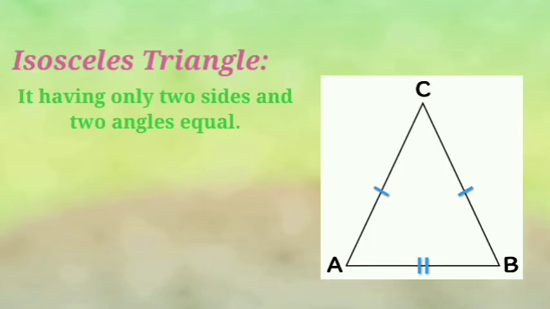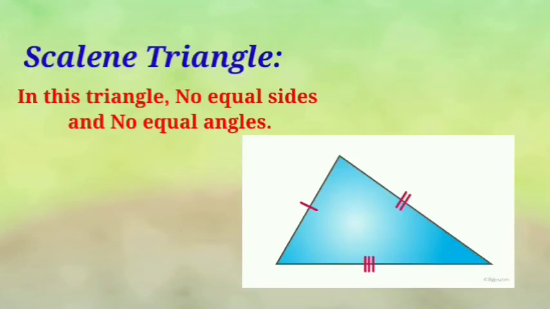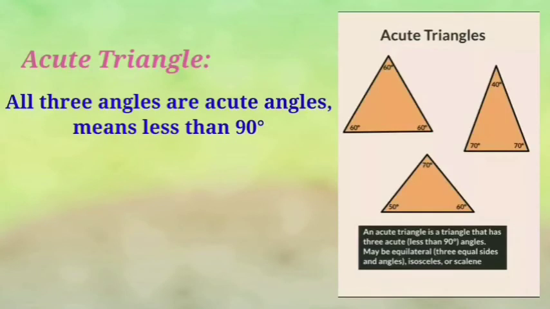Next one is isosceles triangle. Here 2 sides are equal, and opposite to those sides the angles are also equal to each other. And the third is scalene triangle. Here no sides are equal and no angles are equal. In the next category, you can divide the triangles based on their angles. In an acute triangle, all 3 angles are acute angles, meaning less than 90 degrees. It may be equilateral, isosceles or scalene.